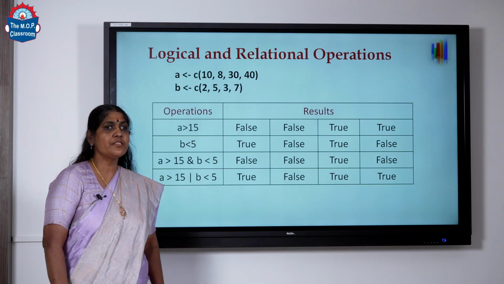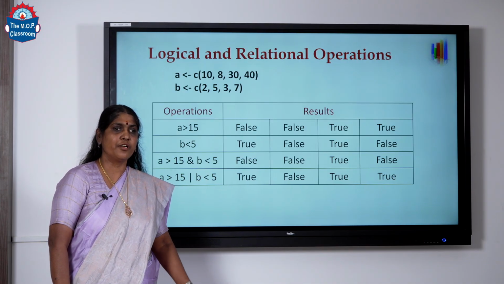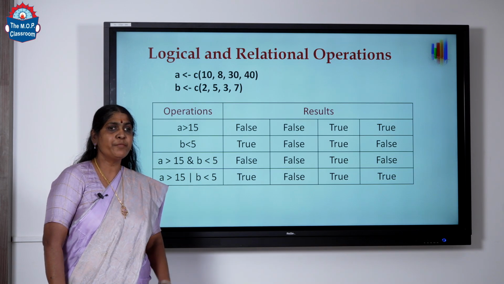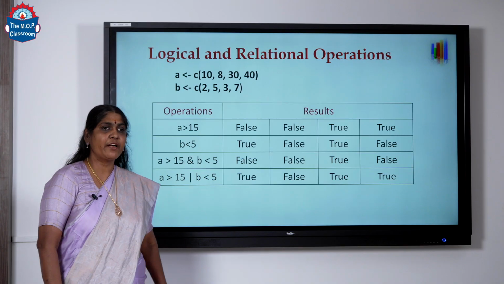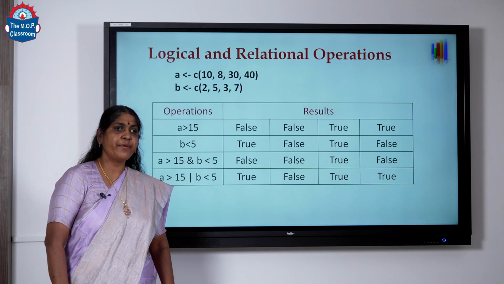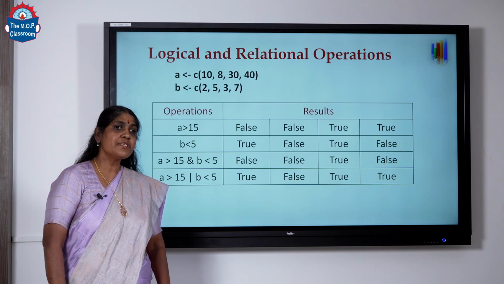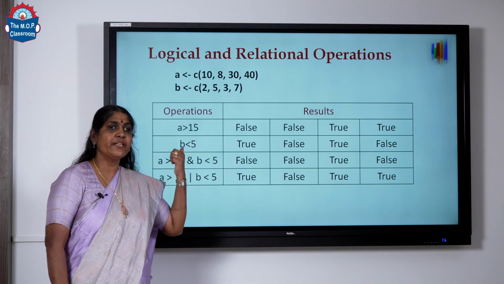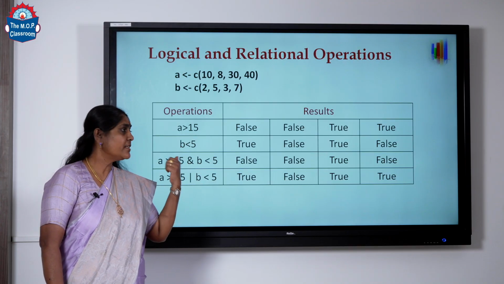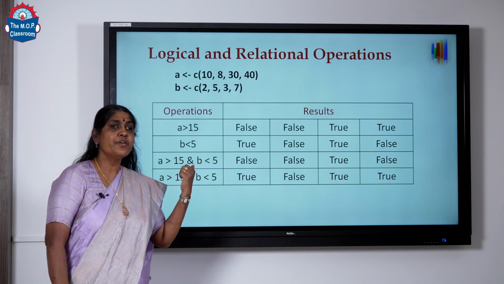The relational operations include all the comparison operators like greater than, less than, equal to, not equal to, and the logical operation is used to combine the relational operations. In this example, we have two arrays A and B. A is compared for greater than 15 and B is compared for values less than 5. So, when the value in vector A is greater than 15, it returns a true, else a false. The same way, if the value in vector B is less than 5, it returns a true, else it returns a false.